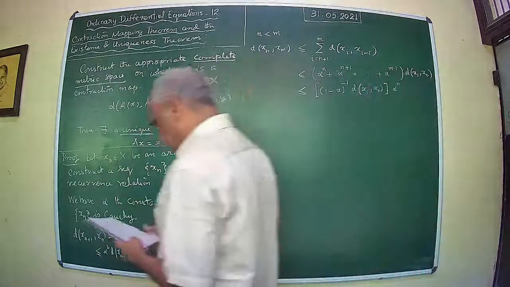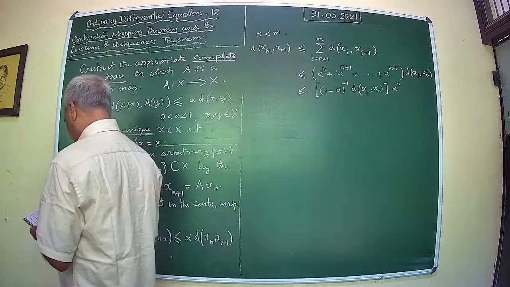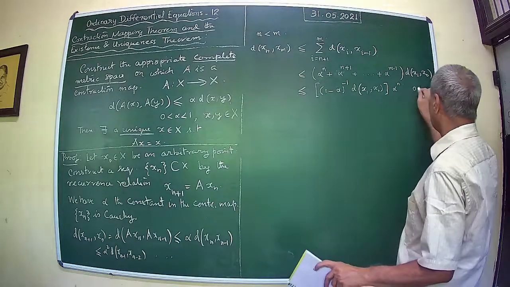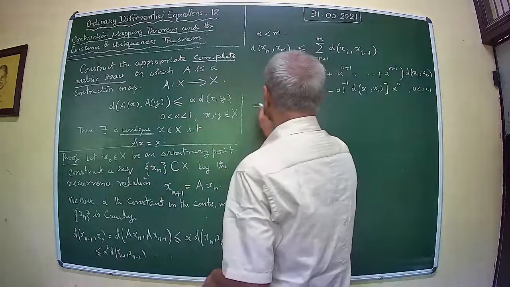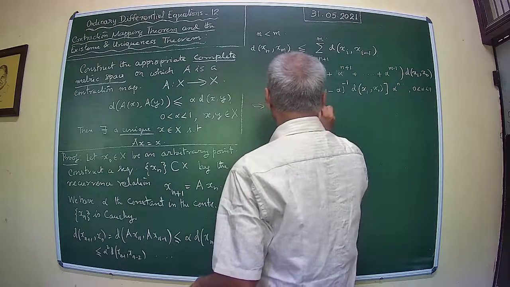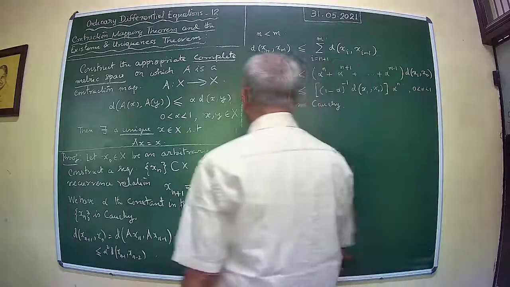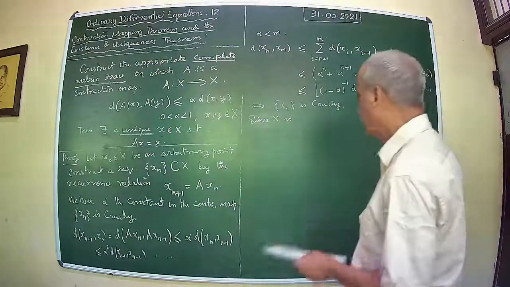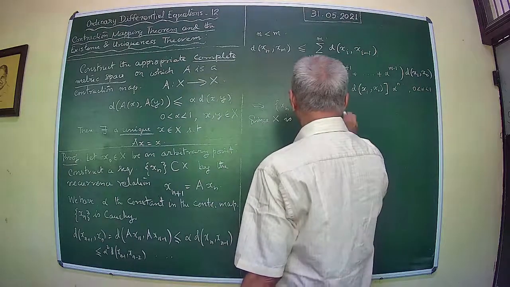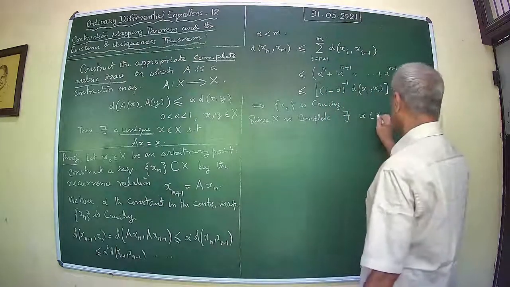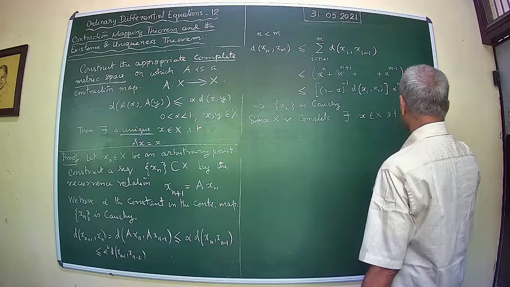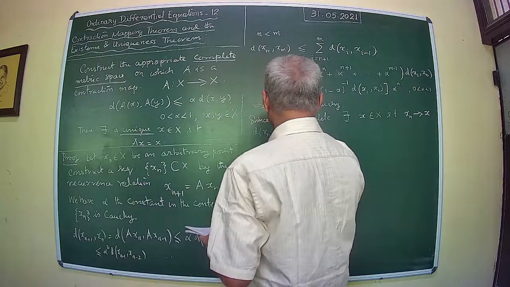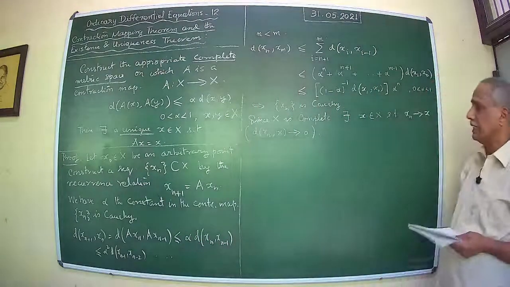So this is the inequality. This is the main inequality that you use. So you can easily see that this implies that x n is Cauchy, because you see that alpha is less than 1, and since X is complete, there exists x belonging to X such that d(x n, x) tends to zero as n tends to infinity.